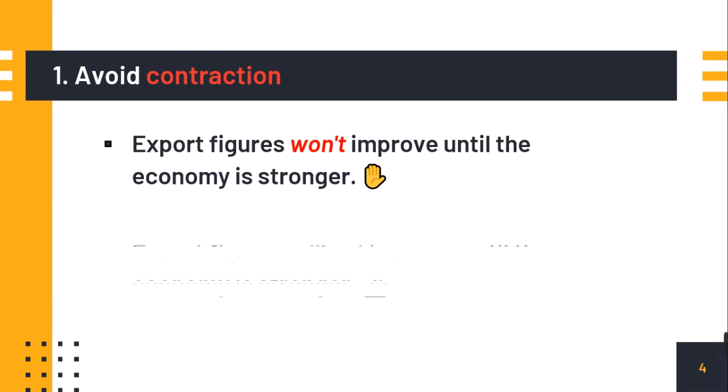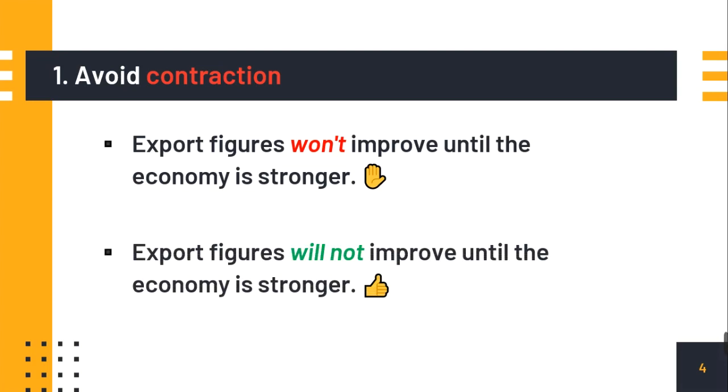It will be better for you to write the complete version of the negative forms. So write it as it is. Export figures will not improve until the economy is stronger. Will not. So once again, this kind of shortening is not appropriate, just like when you write do not become don't, or does not become doesn't, and other examples of contraction.